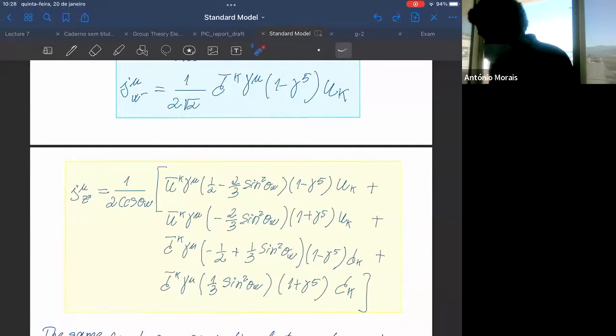The thing is, they see differently, and I will repeat this as many times as needed. They see differently the left and right chiralities, and that is conferred by this projector. You have the chiral projector here.